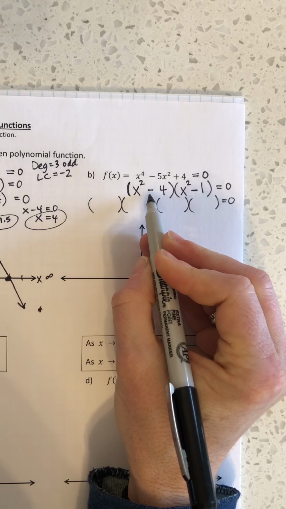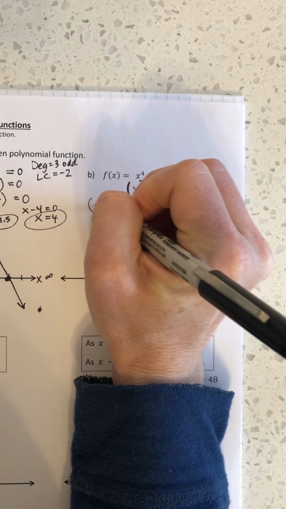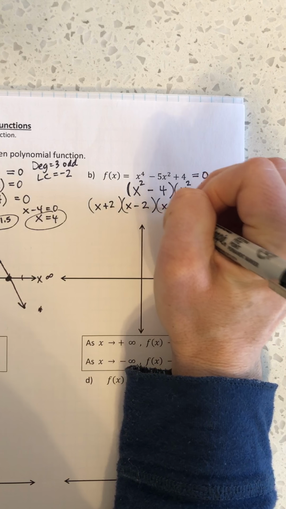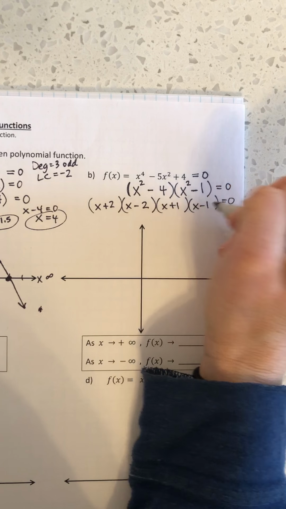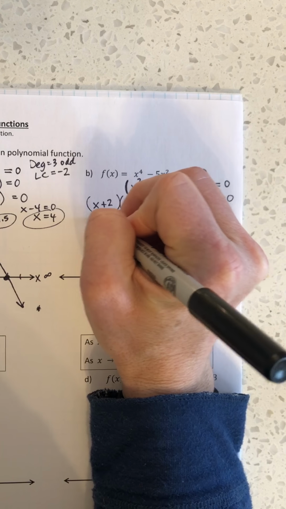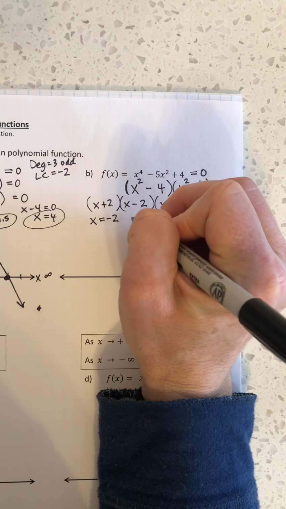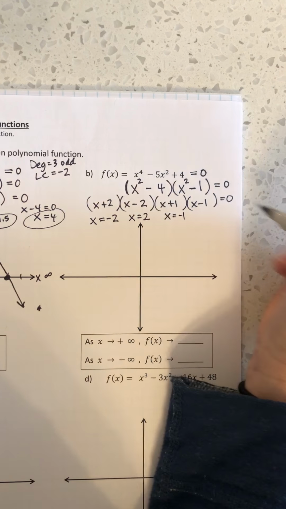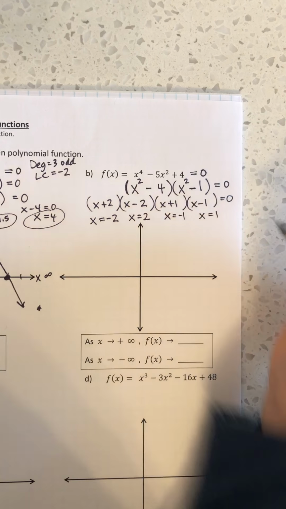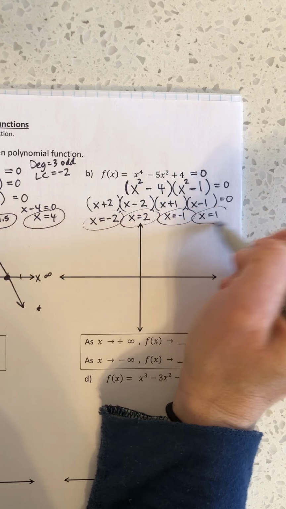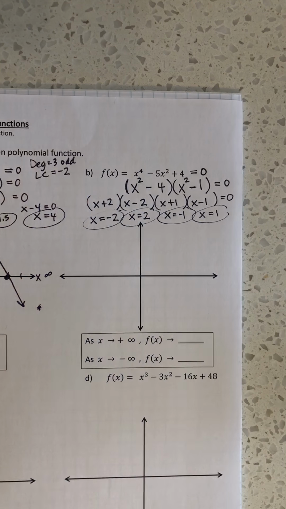So now this will factor to an x plus 2 and an x minus 2. This will factor to an x plus 1 and an x minus 1. So now when you set all your factors equal to 0 and solve, you're going to get x equals negative 2, x equals 2, x equals negative 1, and x equals 1, just to save us a little bit of time. So now you have 1, 2, 3, 4 x-intercepts to this degree 4 polynomial.